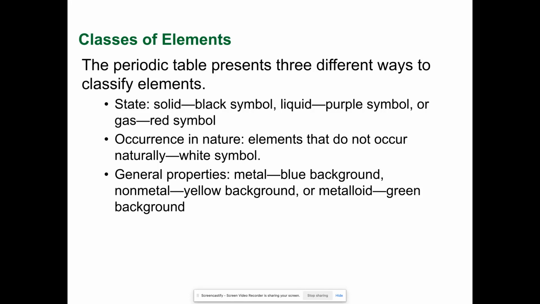Black symbol means it's a solid. Purple symbol means it's a liquid. Red symbol means it's a gas. If it's a white symbol, it doesn't occur in nature. A blue background means it's a metal. Most things are metals. Nonmetal is yellow, and a metalloid is green.